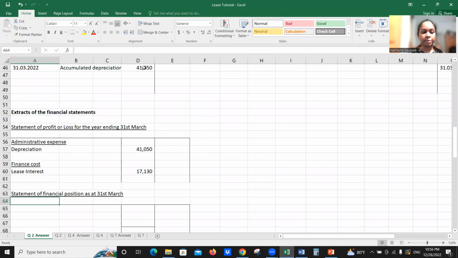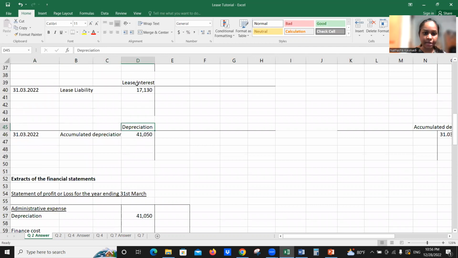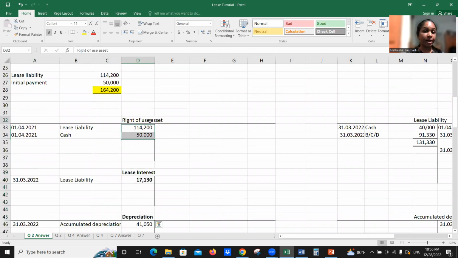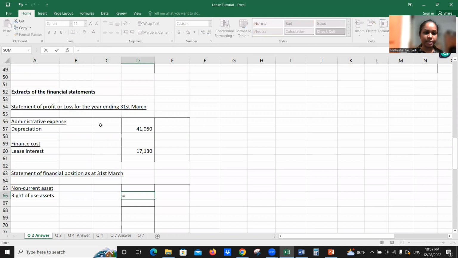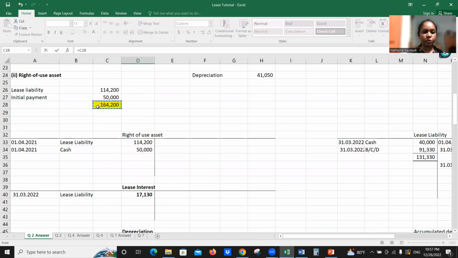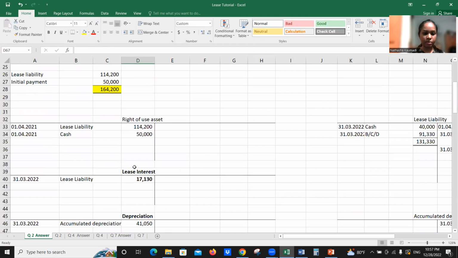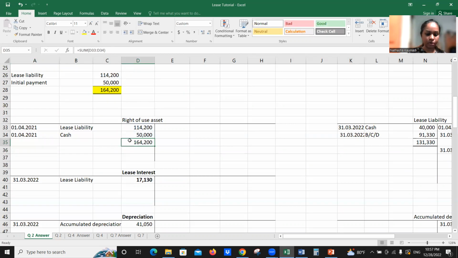Okay, coming to the statement of financial position. Now we have recognized depreciation and lease interest. Now we have to recognize the right of use asset. You are keeping this right of use asset for more than 12 months. That means it is a non-current asset. Under non-current assets, you need to recognize the right of use asset separately. That value is 164,200. If you add these two values, it would be the same. Yes, 164,200.